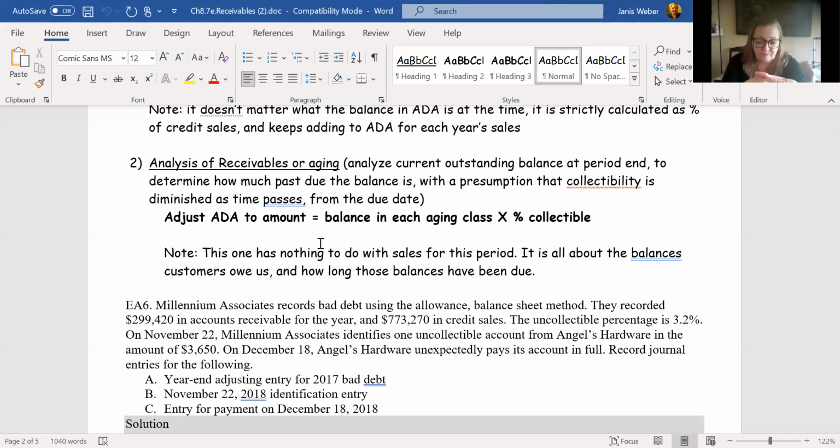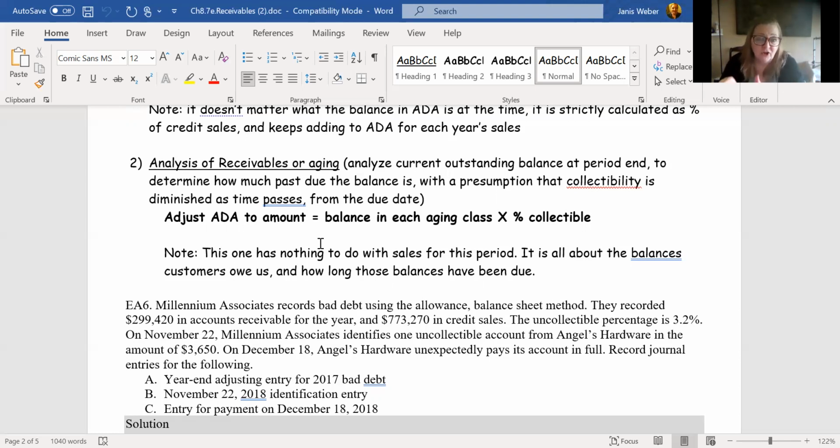And so then if you see how much of those old accounts seems to be bad, you could just say, we calculated this amount of the accounts receivable that we think is bad, and adjust your ADA account to the amount that you expect is probably uncollectible, the total amount based on the aging that is uncollectible. So to adjust the balance, you take the balance of each aging class times this percentage that you're deeming it to be collectible, and then that summary total would be the amount that you want the ADA account to equal.